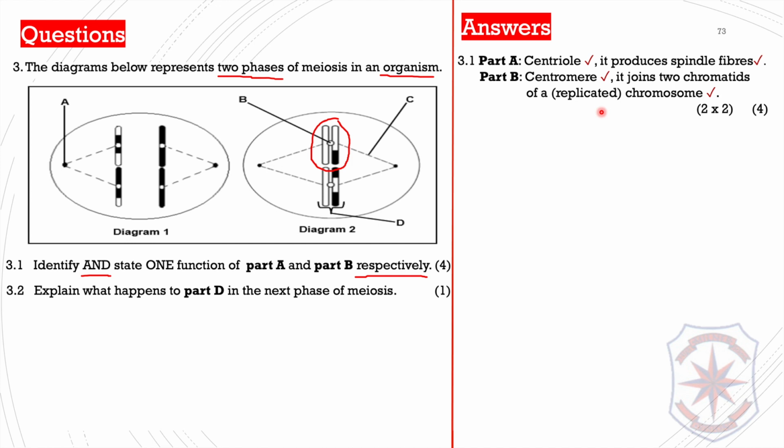All right, question 3.2. Explain what happens to part D in the next phase of meiosis. Part D we have identified as a chromosome, a replicated chromosome, a chromosome that has two chromatids. So our job is to explain what happens to the replicated chromosome in the next phase of meiosis, not this phase of meiosis, in the next phase of meiosis.